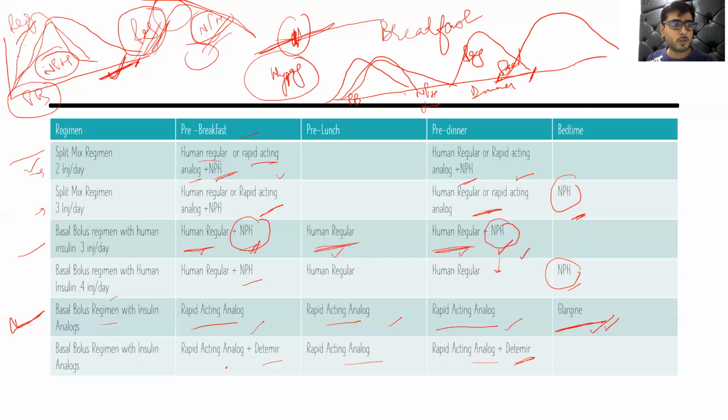So it is very clear what is different between 2 injections per day and 3 injections per day. We are giving the pre-dinner NPH separately at bedtime. Again, same as the funda with the basal bolus regime. What is the difference between 3 injections per day and 4 injections per day? The NPH, which is given pre-dinner, is given separately at bedtime just to avoid hypoglycemia at 2 a.m. and 3 a.m.